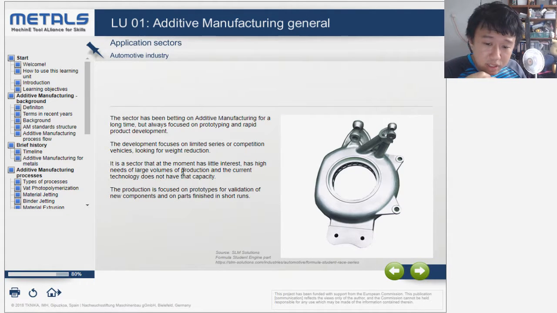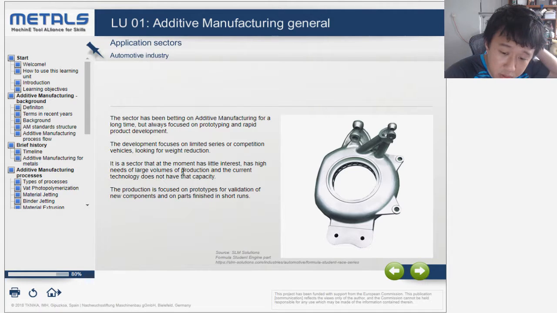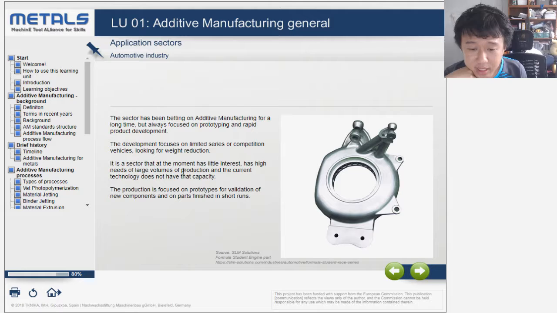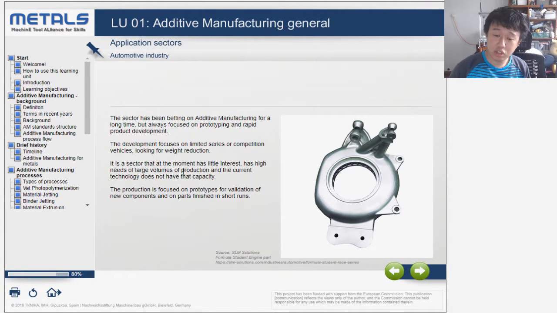The automotive industry has been betting on additive manufacturing for a long time, but always focused on prototyping and rapid product development. The development focuses on limited series and competition vehicles, looking for weight reduction. It is a sector that at the moment has very little interest, as it has high needs for large volumes of production. Current technology does not have that capacity. The production is focused on prototypes for validation of new components or parts that finish in short runs.